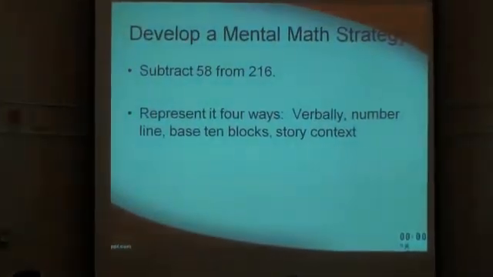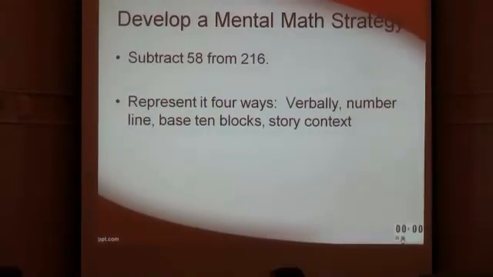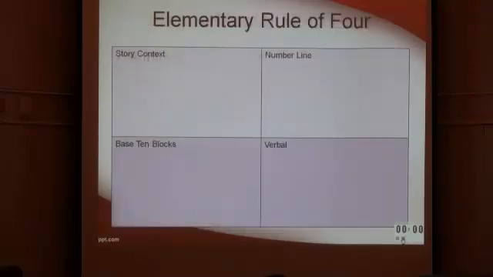So this is our last task before we close. If we asked you to develop your own mental strategy to subtract 58 from 216, we would then ask you to represent it 4 ways. I'm going to flash to the representation page, and we do have a handout for that. We want you to put it into a story context that would require that subtraction. We want you to demonstrate the strategy on the number line with arrows. We want you to draw a picture or model it with base 10 blocks. And finally, we want you to describe the strategy in words. That's different from a story context.